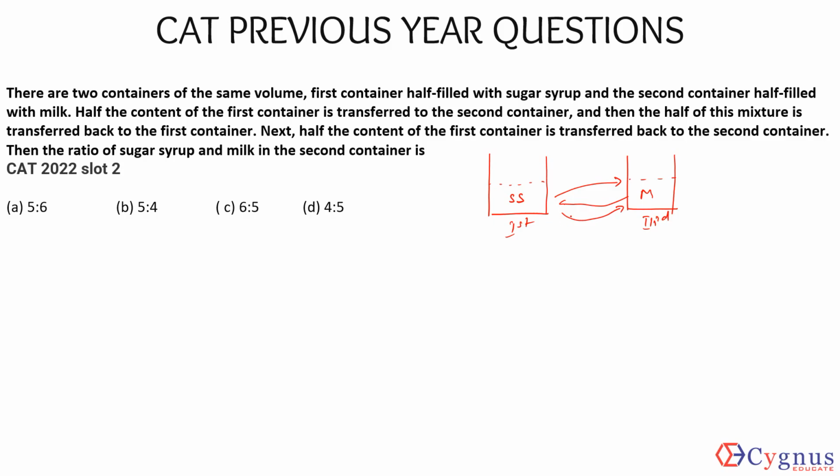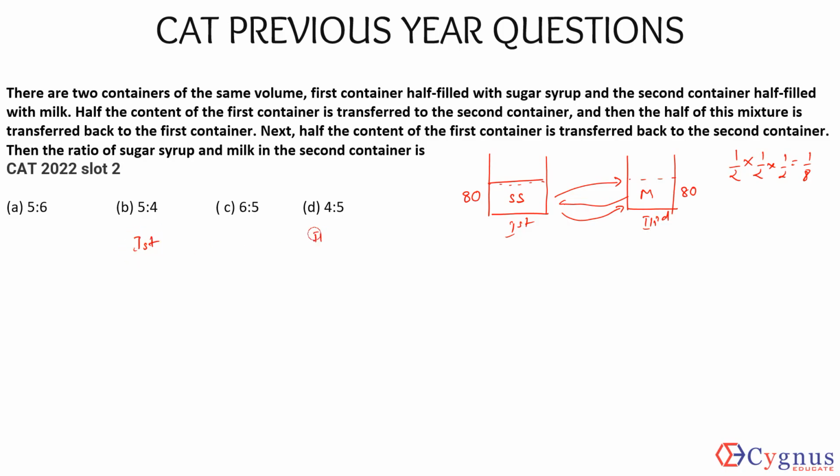That means after all the three transfers, both the containers will have some sugar syrup and some milk. I need to transfer half of the amount how many times? Three times. That means every time I'll have to use a multiplying factor of 1 by 2. How many times? Three times. So it will give you 1 by 8. So it's better to take the quantity equal to a multiple of 8. Let's assume that the first container has got 80 liters of sugar syrup and the second container has got 80 liters of milk initially. So let's make a table here.